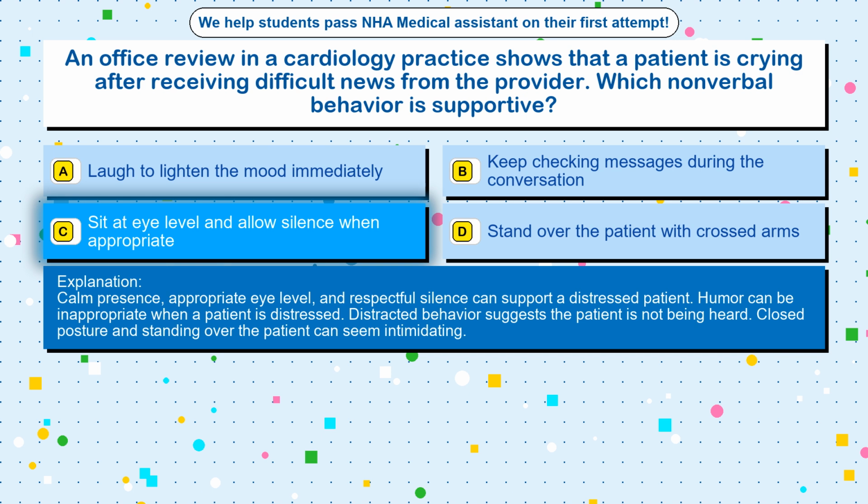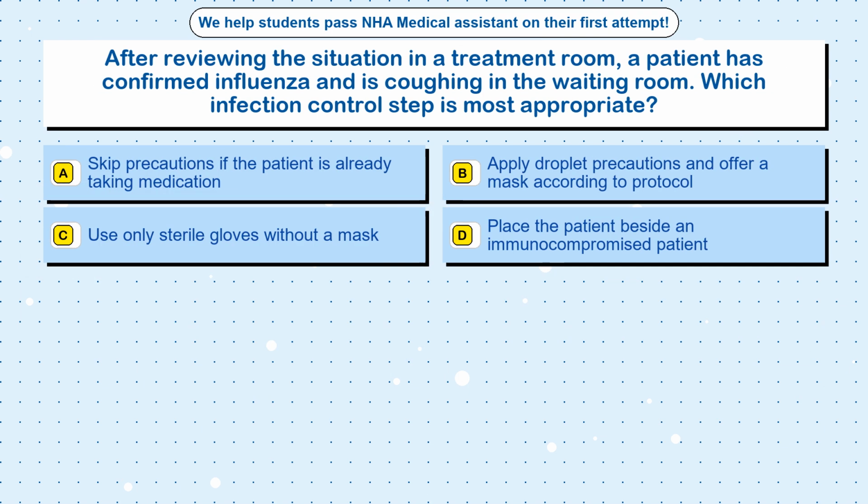Humor can be inappropriate when a patient is distressed. Distracted behavior suggests the patient is not being heard. Closed posture and standing over the patient can seem intimidating. Question 50. After reviewing the situation in a treatment room, a patient has confirmed influenza and is coughing in the waiting room. Which infection control step is most appropriate?